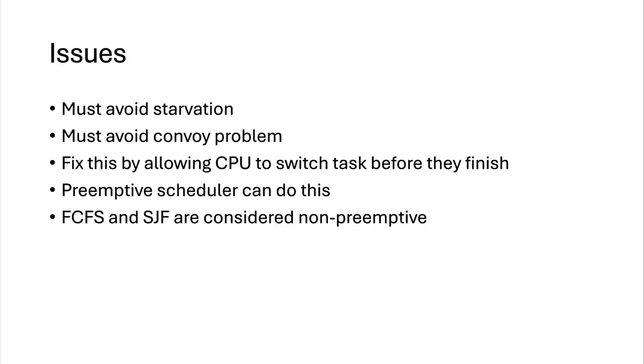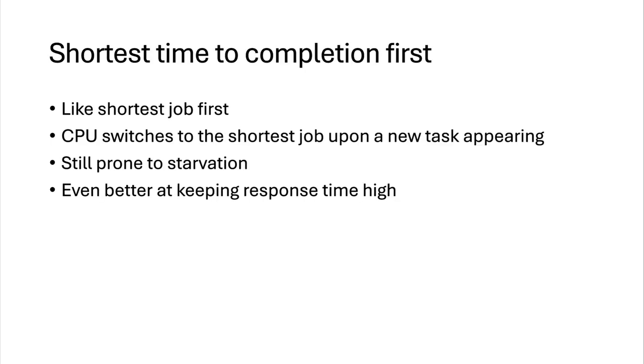To prevent these issues, we need to be able to switch the current task that the CPU is working on, even if it hasn't completed it. This is called a preemptive scheduler. The previous two that we talked about would be considered non-preemptive, of course. An example of a preemptive scheduler method is shortest time to completion first.